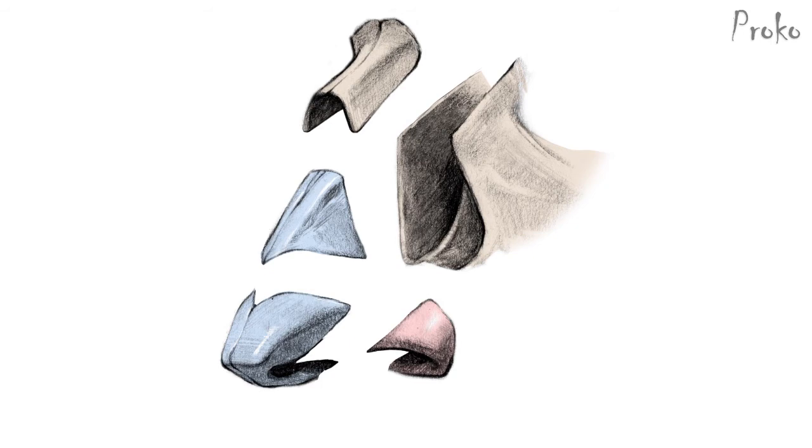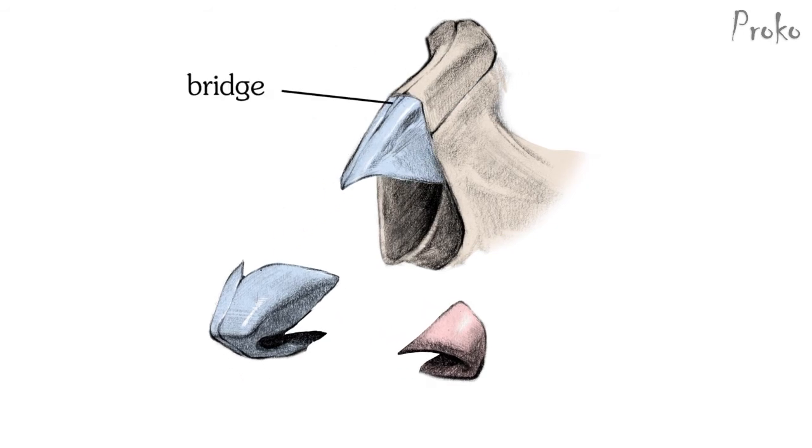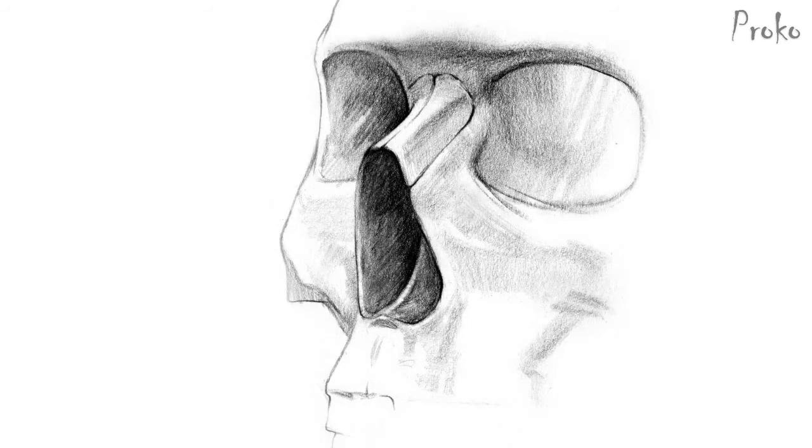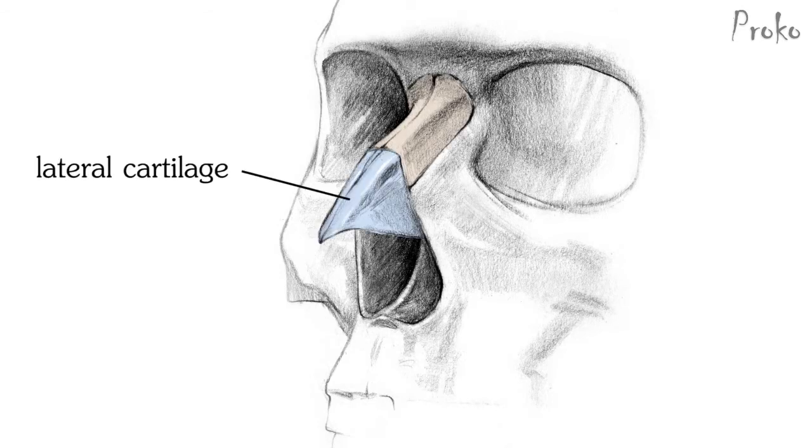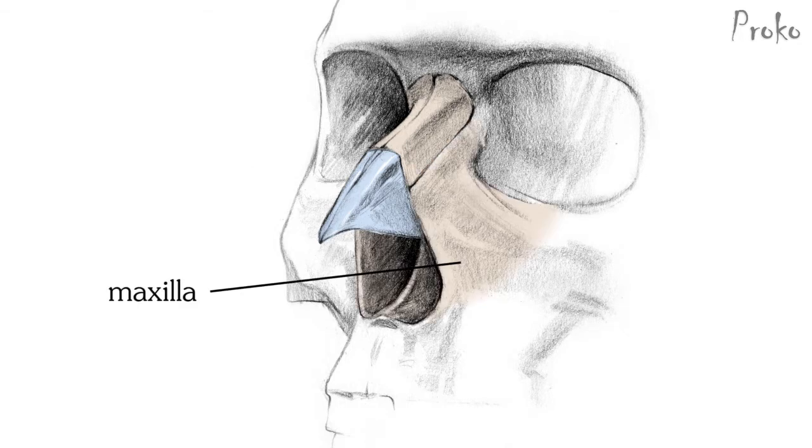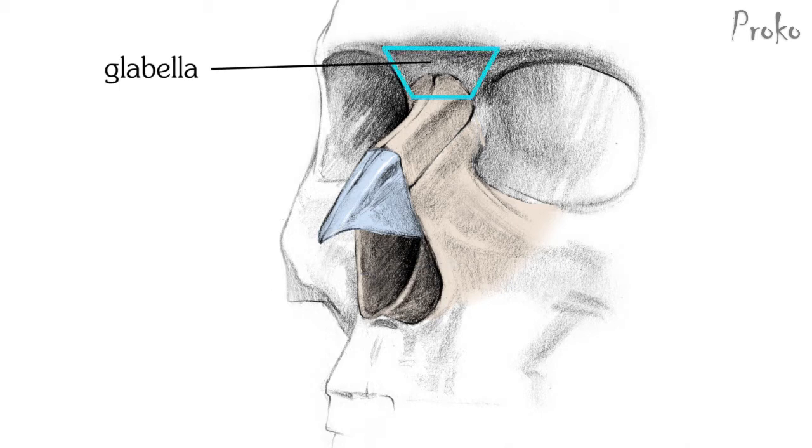Let's group these pieces into 3 groups: the bridge, the ball, and the wings. The bridge. The top half of the bridge is the nasal bone, and the lower half is the lateral cartilage. The side plane is a bone called the maxilla, and at the top, the nasal bone connects to the forehead at the glabella, which is a keystone-shaped plane that faces downward.